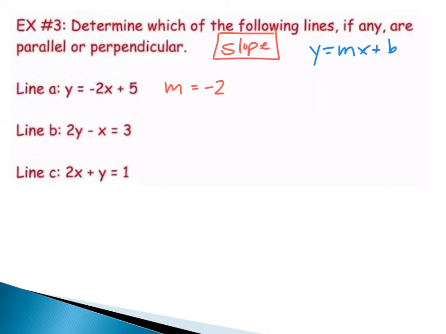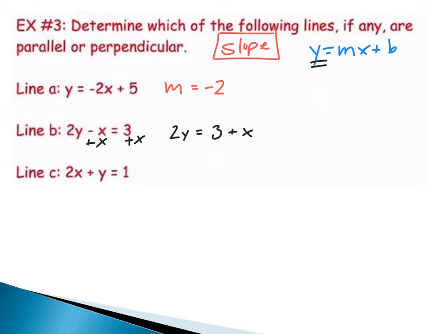So this next equation, I'm going to have to write in slope-intercept form, which means I must get y equals, solve for y. So in this case, to solve for y, the first thing I'm going to do is add x to both sides. That's going to give me 2y equals 3 plus x.